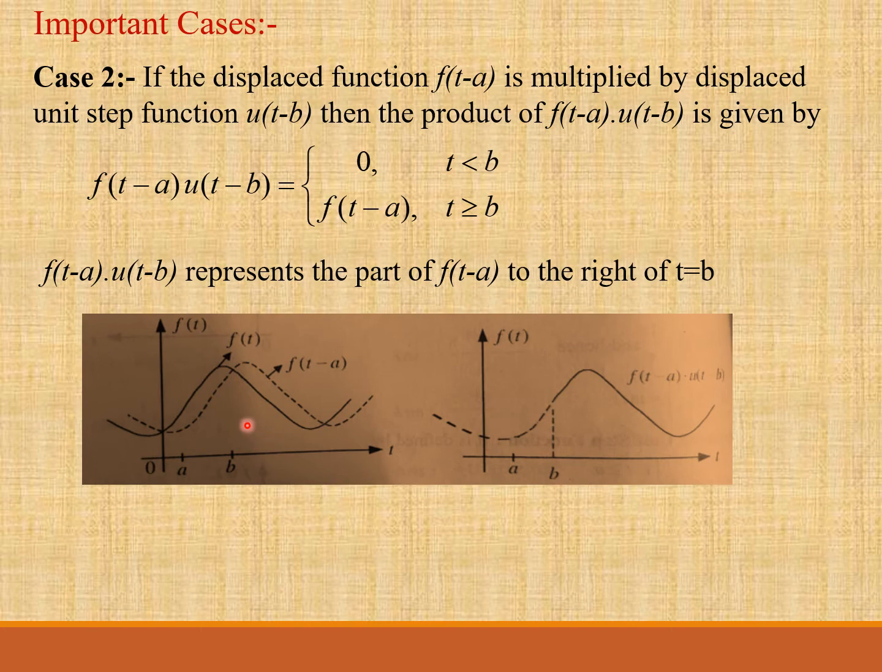Graphically, the first graph shows the original function f(t) and the displaced function f(t−a). If the displaced function f(t−a) is multiplied with the displaced unit step function u(t−b), the part of the graph of f(t−a) which is to the left of t equal to b is cut off. So the part of the graph which is left of t equal to b is being cut off.